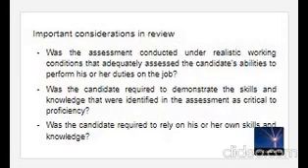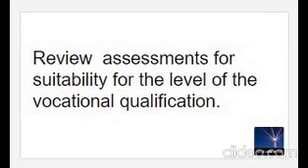The questions considered by the assessor when reviewing the assessment should include: was the assessment conducted under realistic working conditions that adequately assessed the candidate's abilities to perform his or her duties on the job? Was the candidate required to demonstrate the skills and knowledge that are identified in the assessment as critical to proficiency? Was the candidate required to rely on his or her own skills and knowledge? Always review assessments to ensure the design is suitable for the level of the vocational qualification.